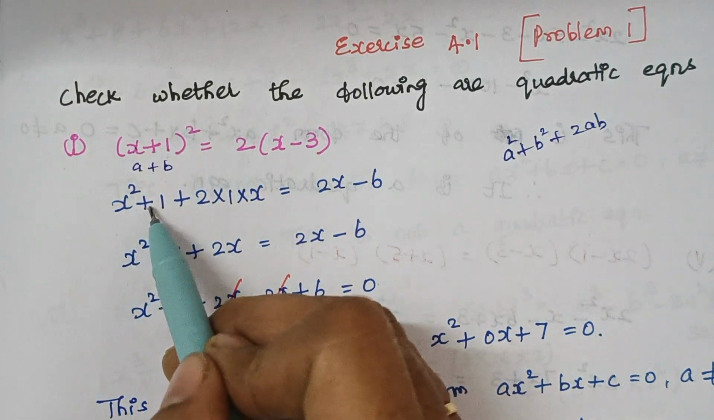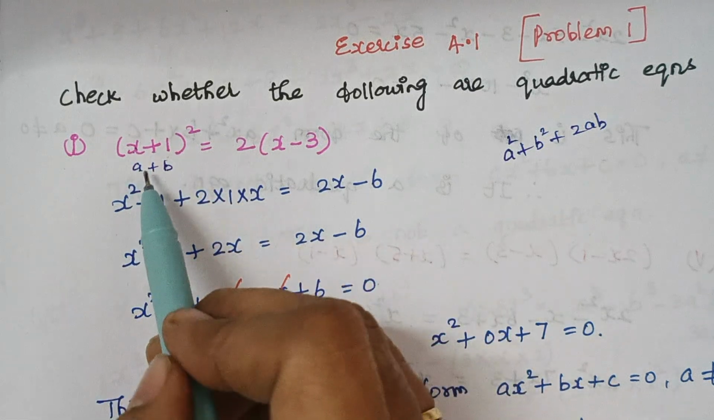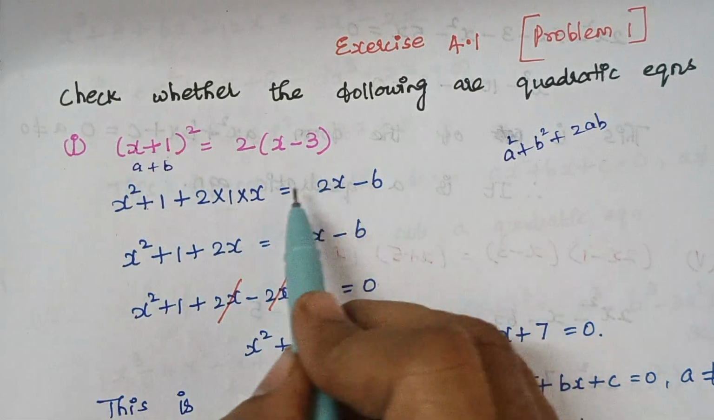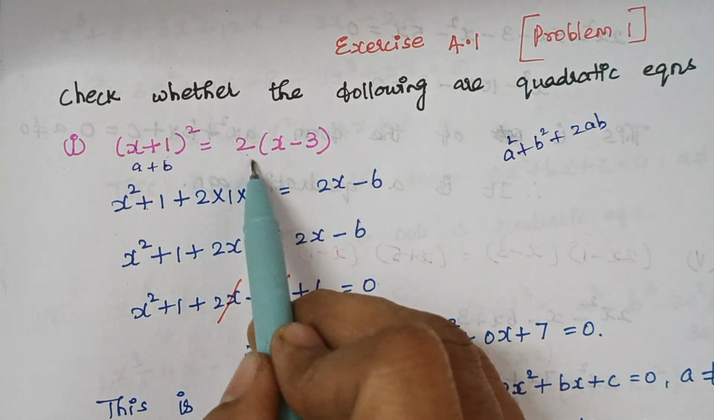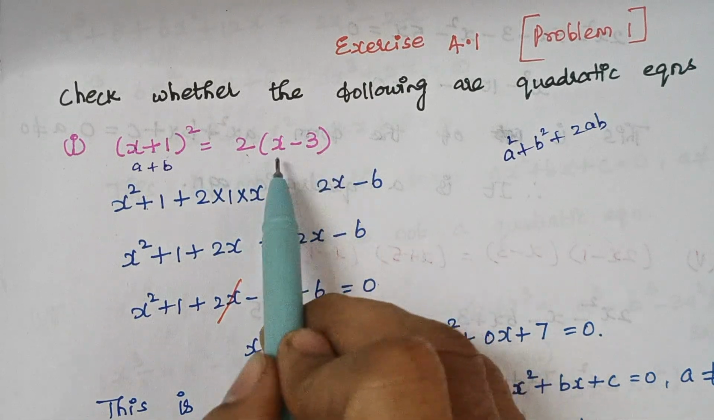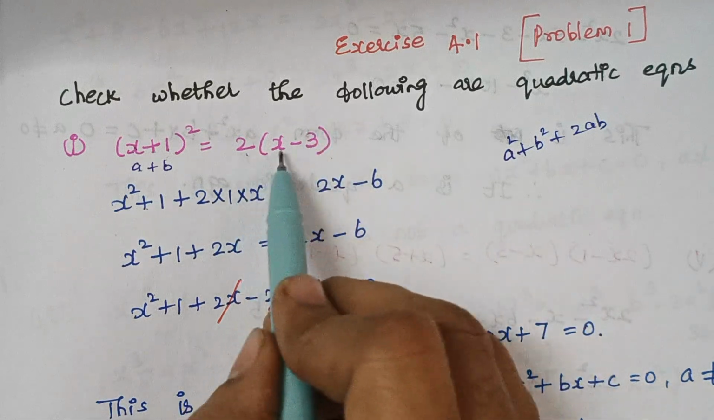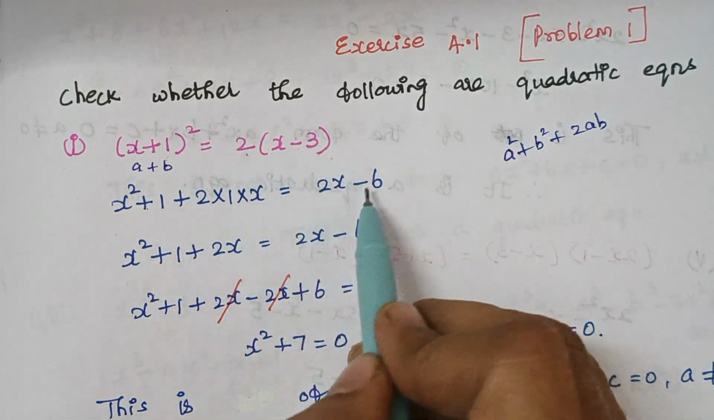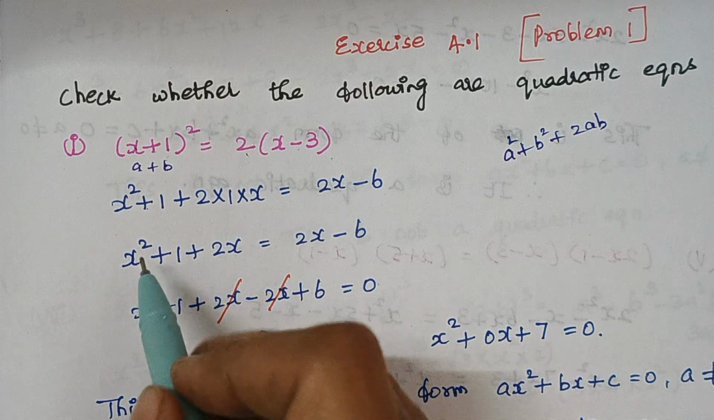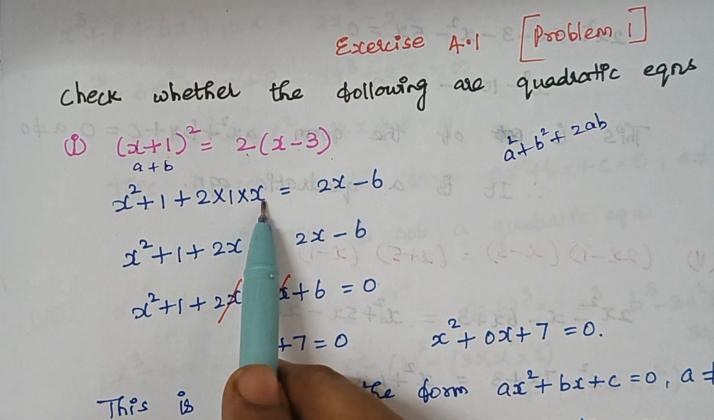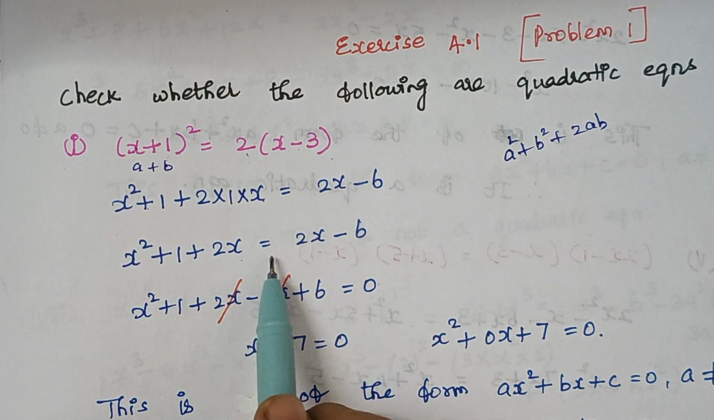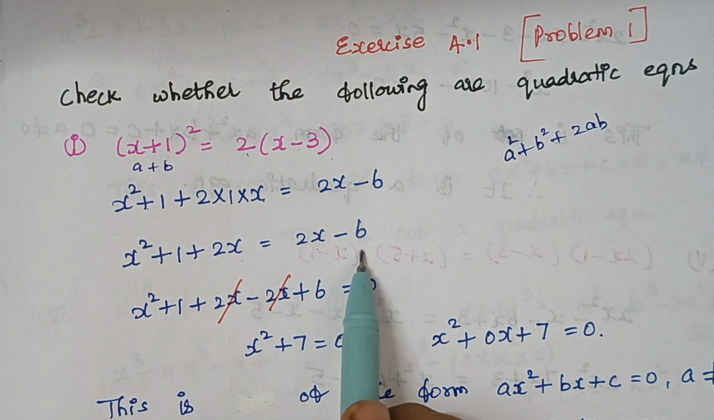So x square plus 1 plus 2ab, 2 into x into 1, which is equal to, here I am going to multiply this 2 within this bracket, within the elements inside the bracket. So here 2 into x, 2x, and 2 into minus 3, minus 6. Now when you simplify here, x square plus 1 plus 2 into 1 into x gives you 2x. So which is equal to 2x minus 6.